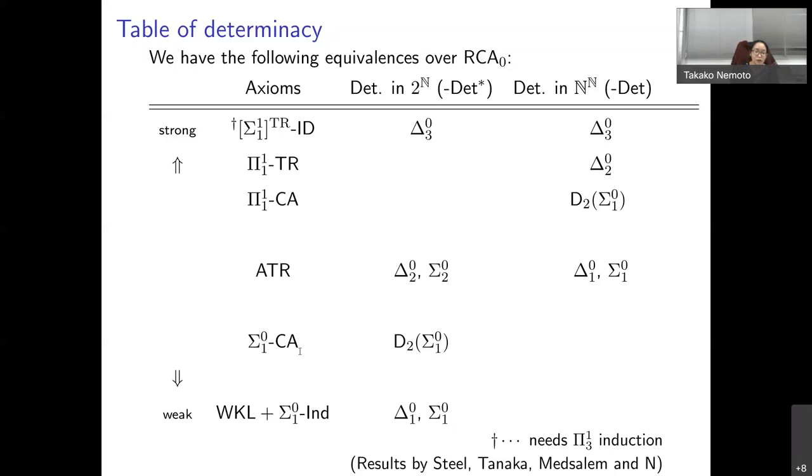And arithmetical comprehension is characterized by the first class, the difference class above Σ^0_1. That is, the game is defined by a conjunction of a Σ^0_1 and a Π^0_1 formula. And ATR, arithmetical transfinite recursion, is characterized by Δ^0_2 determinacy and Σ^0_2 determinacy in the Cantor space. By the way, the first result in the research of reverse mathematics was given by Steel, that is, Δ^0_1 determinacy and Σ^0_1 determinacy in the Baire space is equivalent to arithmetical transfinite recursion.